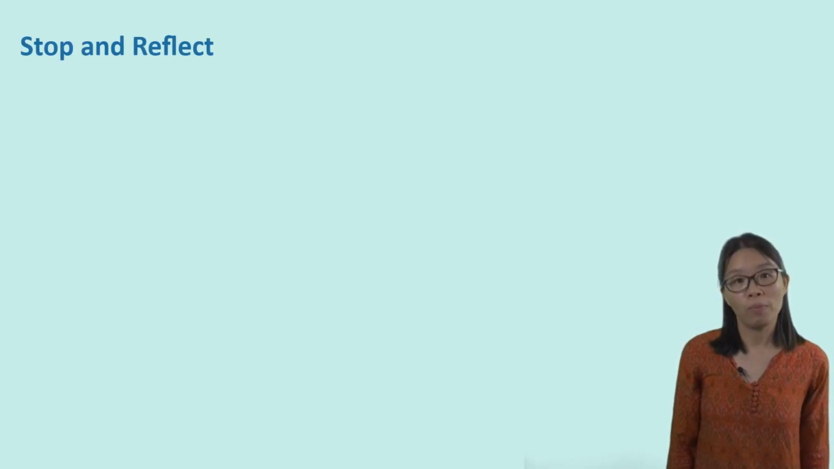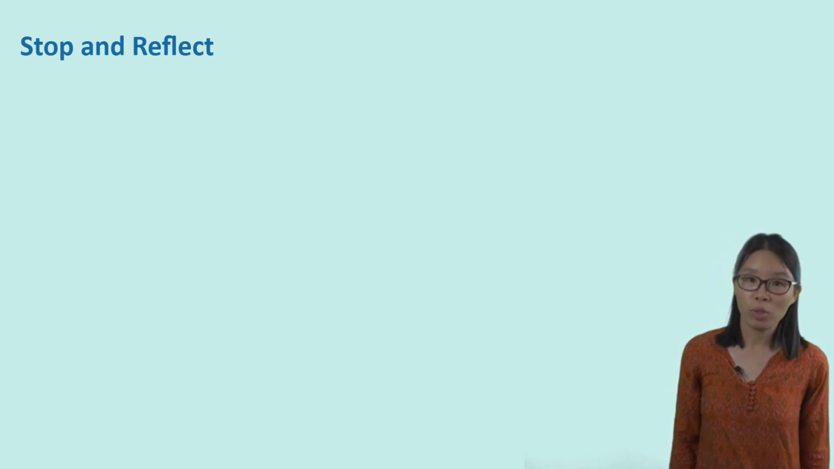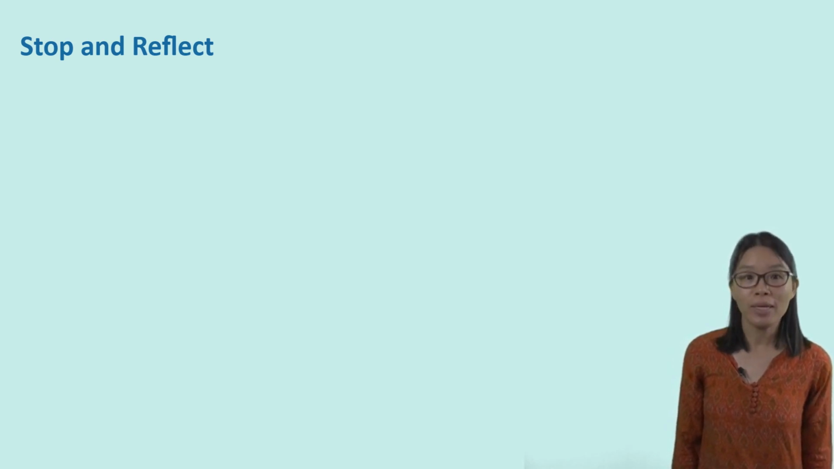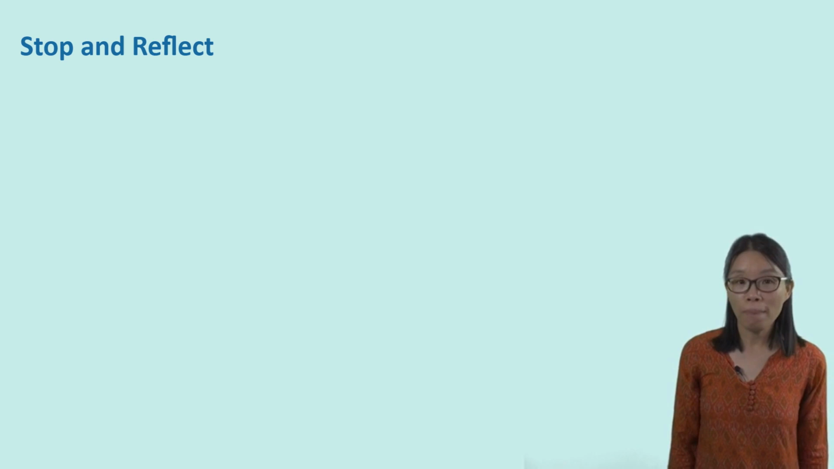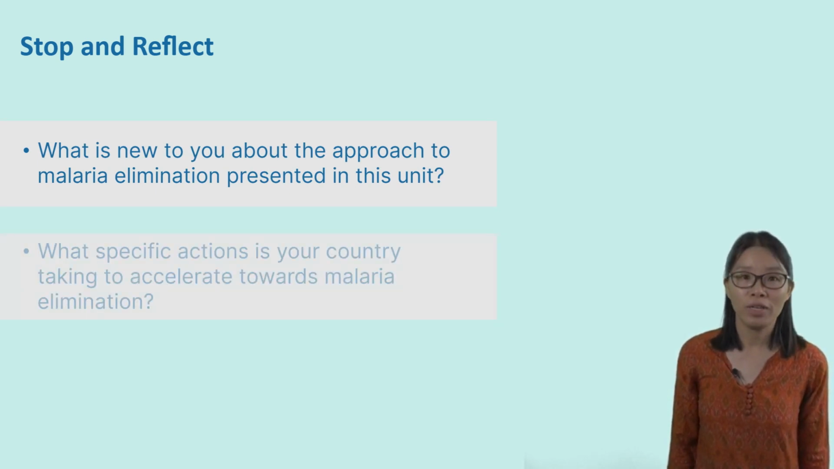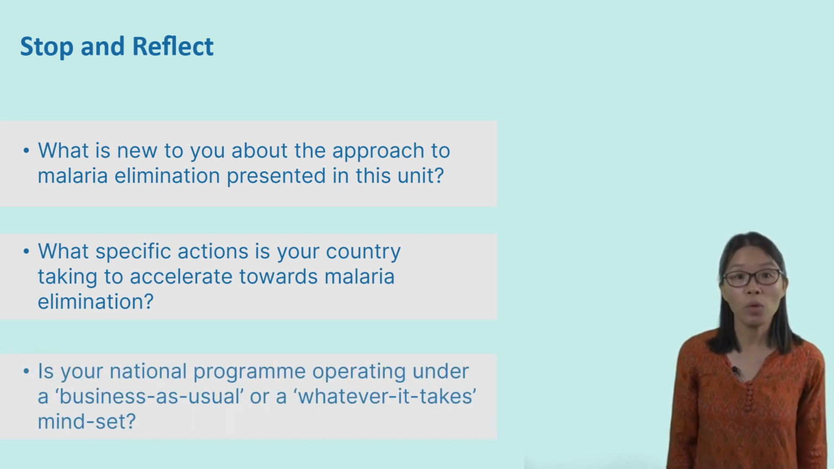We will pause for a moment to reflect on the topics we have just reviewed. Please break into small groups and consider these 3 questions. I've given you about 10 minutes to discuss, and then we will come back to the plenary to hear your thoughts. What is new to you about the approach to malaria elimination presented in this unit? What specific actions is your country taking to accelerate towards malaria elimination? Is your national program operating under a business-as-usual or whatever-it-takes mindset?